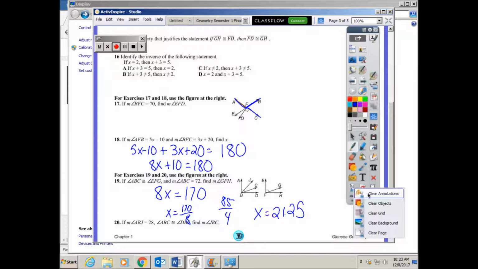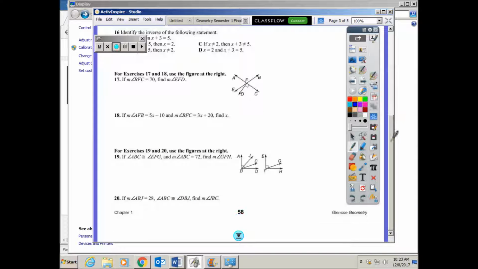So number 19, oh no, not number 19, number 20 confused me. I can do 19. So for number 19, angle ABC is congruent to angle EFG, and ABC is 72, so EFG is 72. They want me to find the measure of GFH. So if the whole thing is 90 degrees, 90 minus 72 equals 18. So that's why 19 is 18.